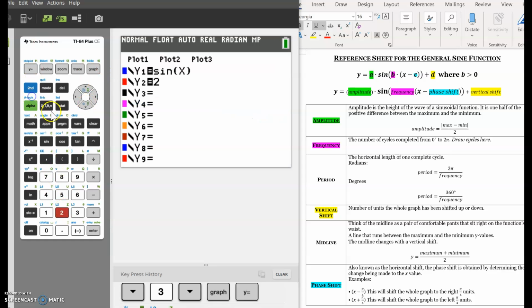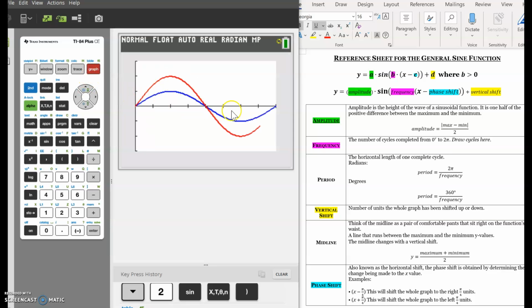Now, we know that that is the parent function of sine. So if we put 2 sine of x, we know that the amplitude is going to increase. So that's going to be in red. Okay? So the period is the same. The frequency is the same, but the amplitude changes.